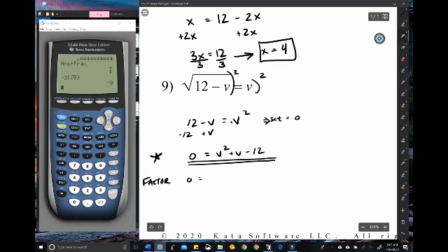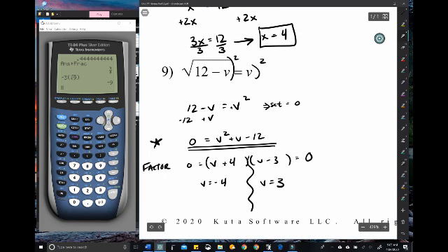Then we need to factor. Remember how to factor. So v, and it would be plus 4 and minus 3. 4 and negative 3 gets you 12, negative 12. And then you split each and solve. So v is equal to negative 4, and v is equal to 3.